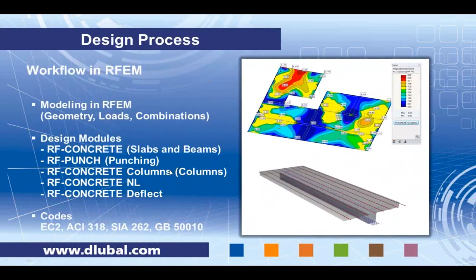The workflow in RFEM is in such a way that you use RFEM, the main module, to create the slab and the concrete structure itself, including loads and combinations. Then you will use certain modules to do the design in concrete. The most important modules are RF-CONCRETE, that includes slab and beam design. There are also additional modules for punching design, namely RF-PUNCH, or for column design, namely RF-CONCRETE Columns.